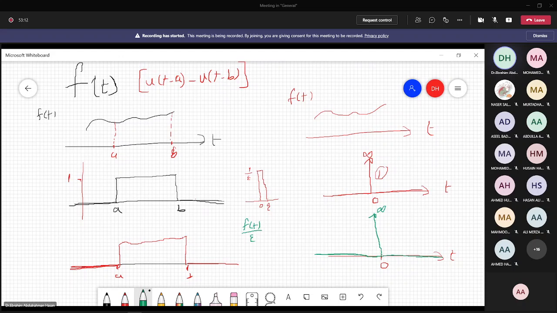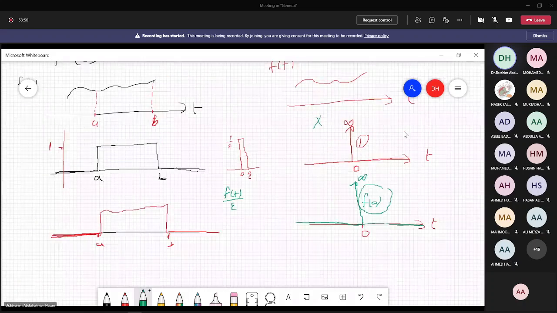What about the strength, which is the area under the curve? The height is f of t divided by epsilon, multiplied by epsilon, equal to f of t, and t is at zero, so it becomes f of zero. The strength is equal to f of zero. So if I multiply these two together, I will get zero everywhere, except an impulse at zero with a strength equal to f of zero.